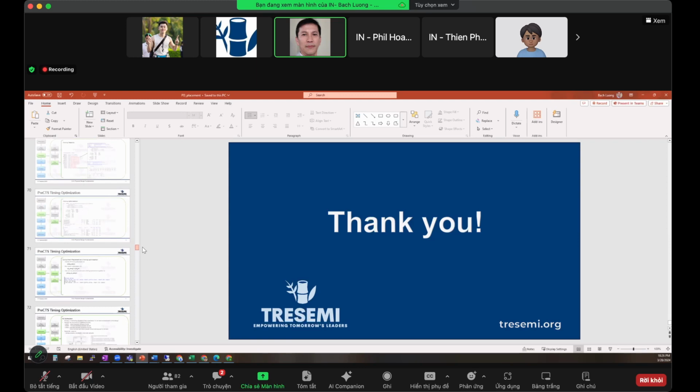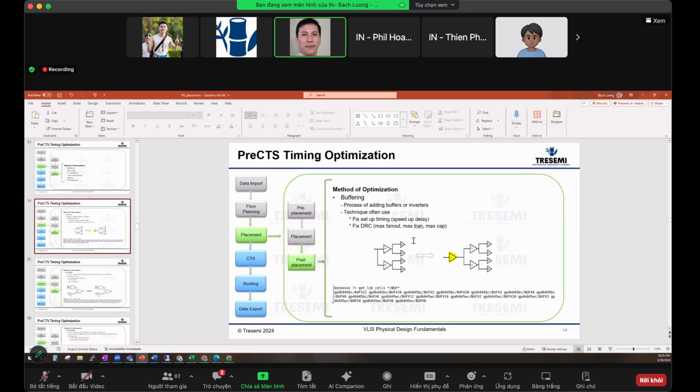Okay, so for example here, this is buffering. For example, max fanout. Let's say you have a buffer here, it's going to drive all of this. This is not a good design. Let me just draw it. Where's the annotation?